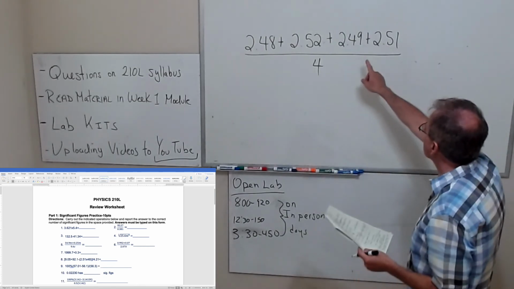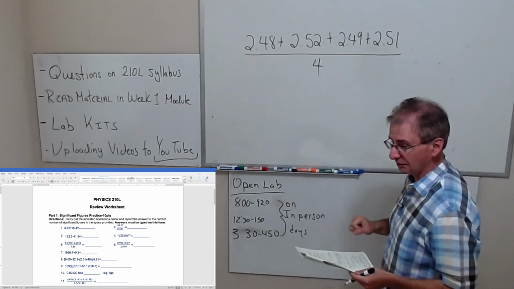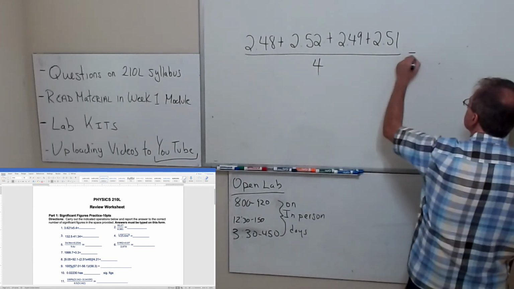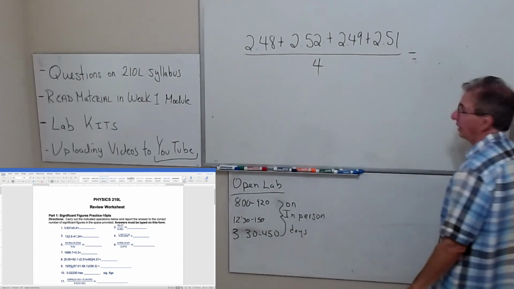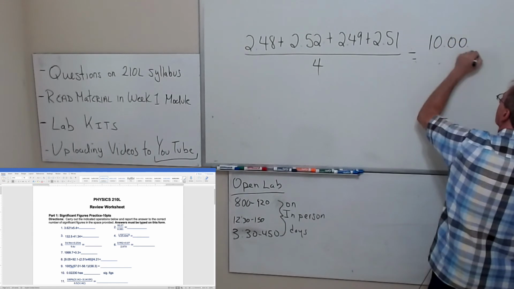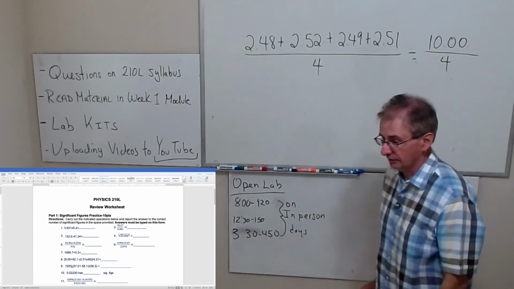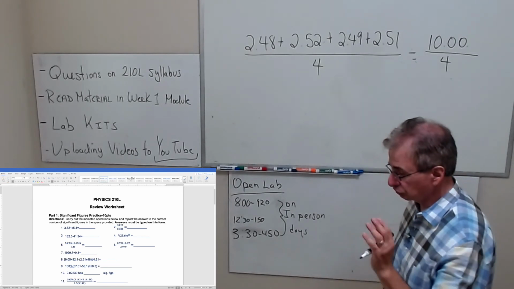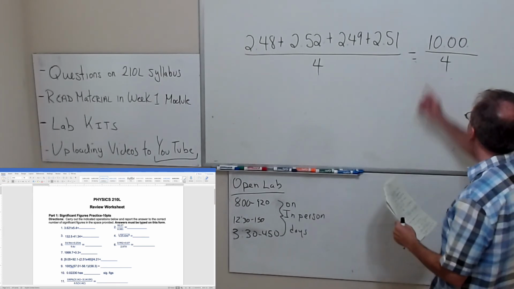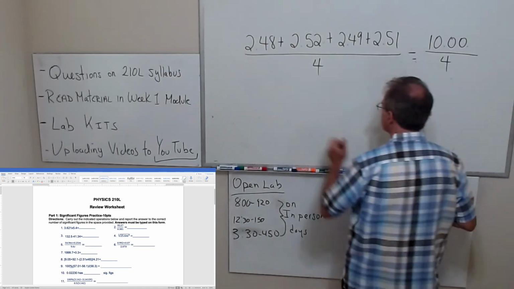When I add those all up, by the way, four is a counting number. Okay, but these are not. If I use the rules for sig figs, what should the numerator end up being? Does that make sense? I'm strictly using the rules for sig figs. And so when I add those all up, I get 10.00. I divide by 4, following the rules for sig figs.